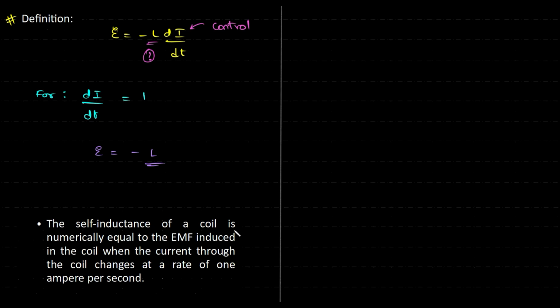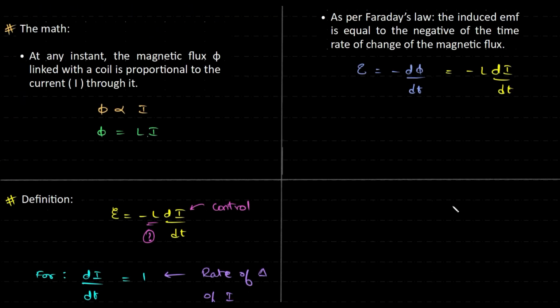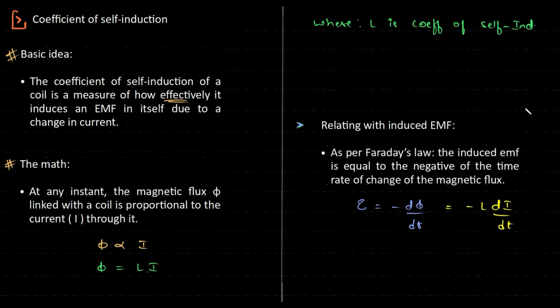The self-inductance of a coil is numerically equal to the EMF induced in the coil when the current through the coil changes at a rate of 1 ampere per second. So this is nothing but your rate of change of current. When the rate of change of current is 1, numerically these two will be equal. And that's how we can define self-inductance. The SI unit and everything, we'll be looking at in the next video. For now, just an introduction and definition.